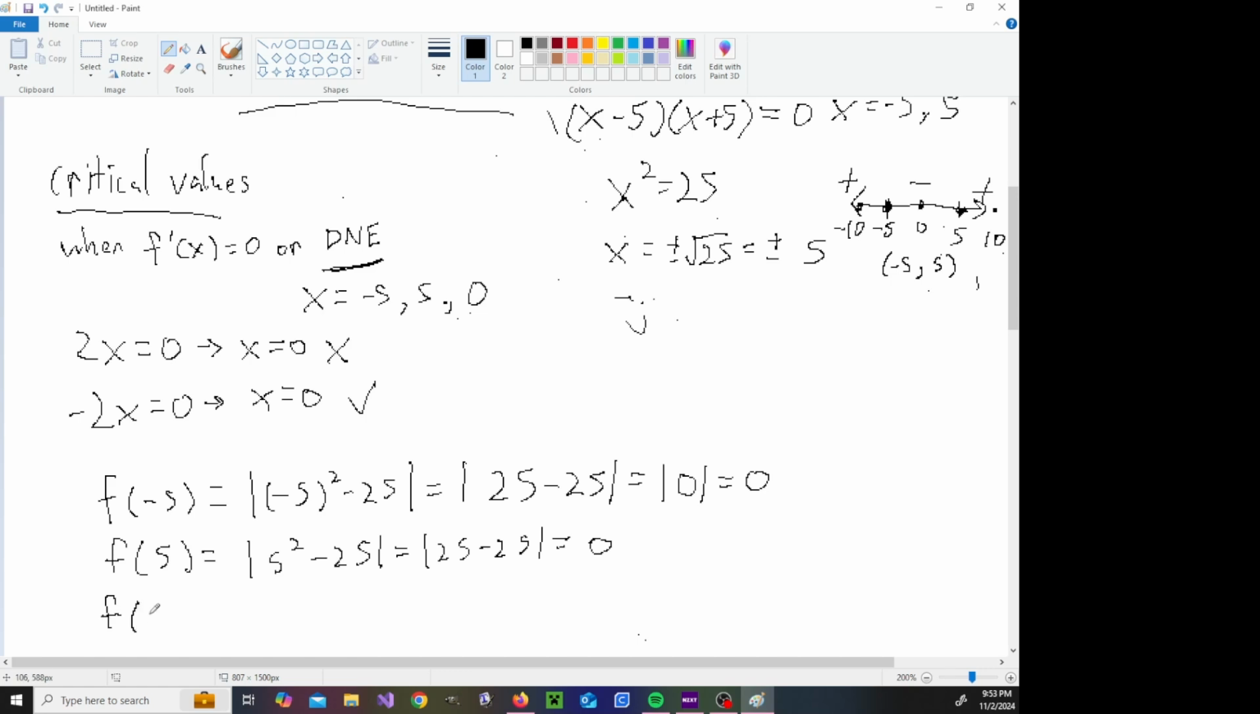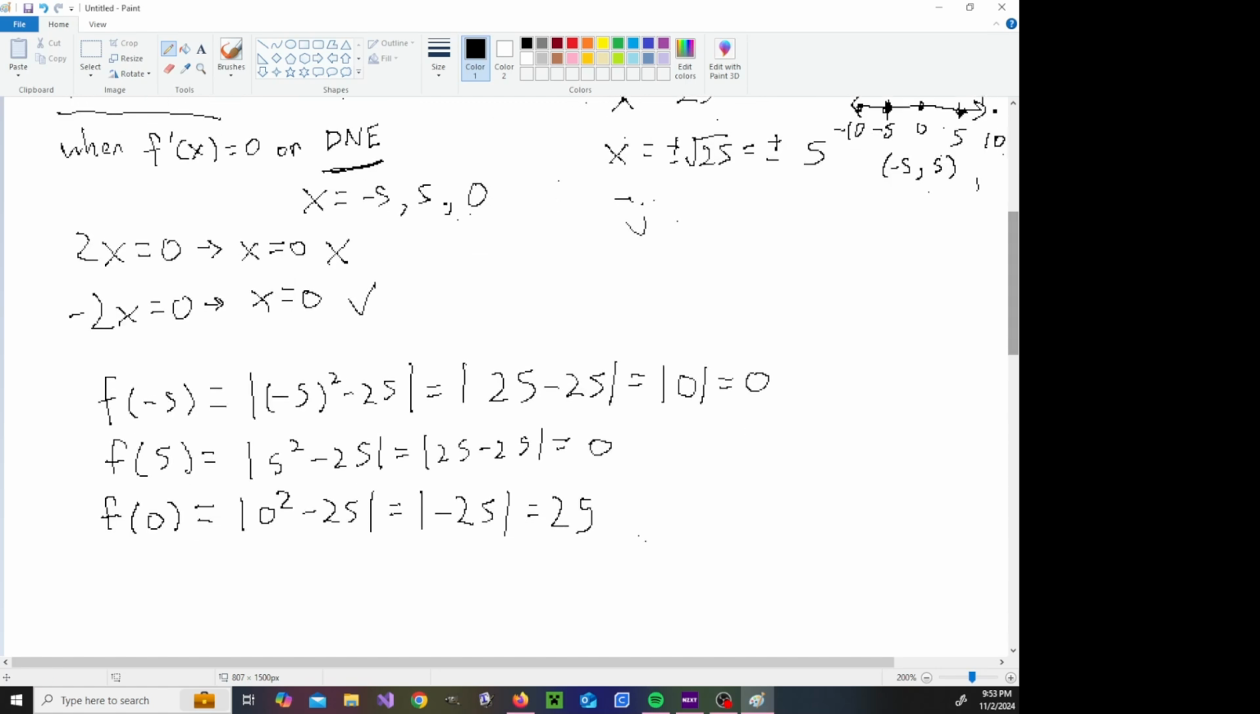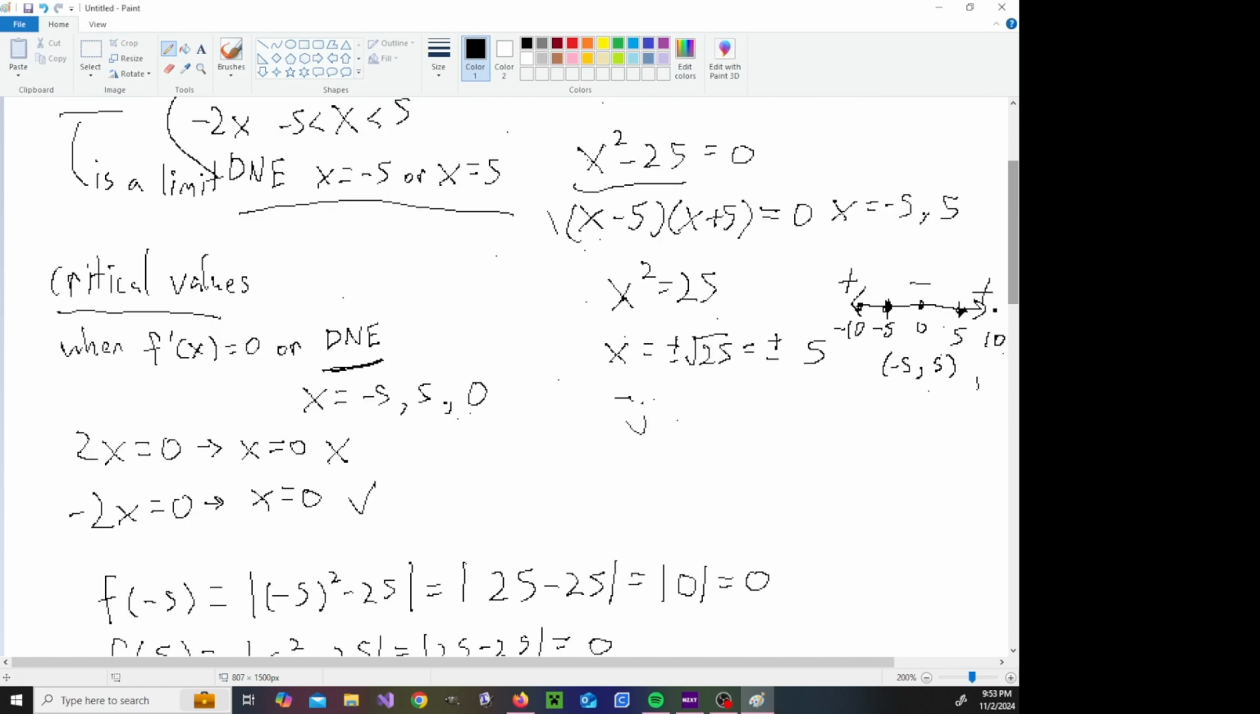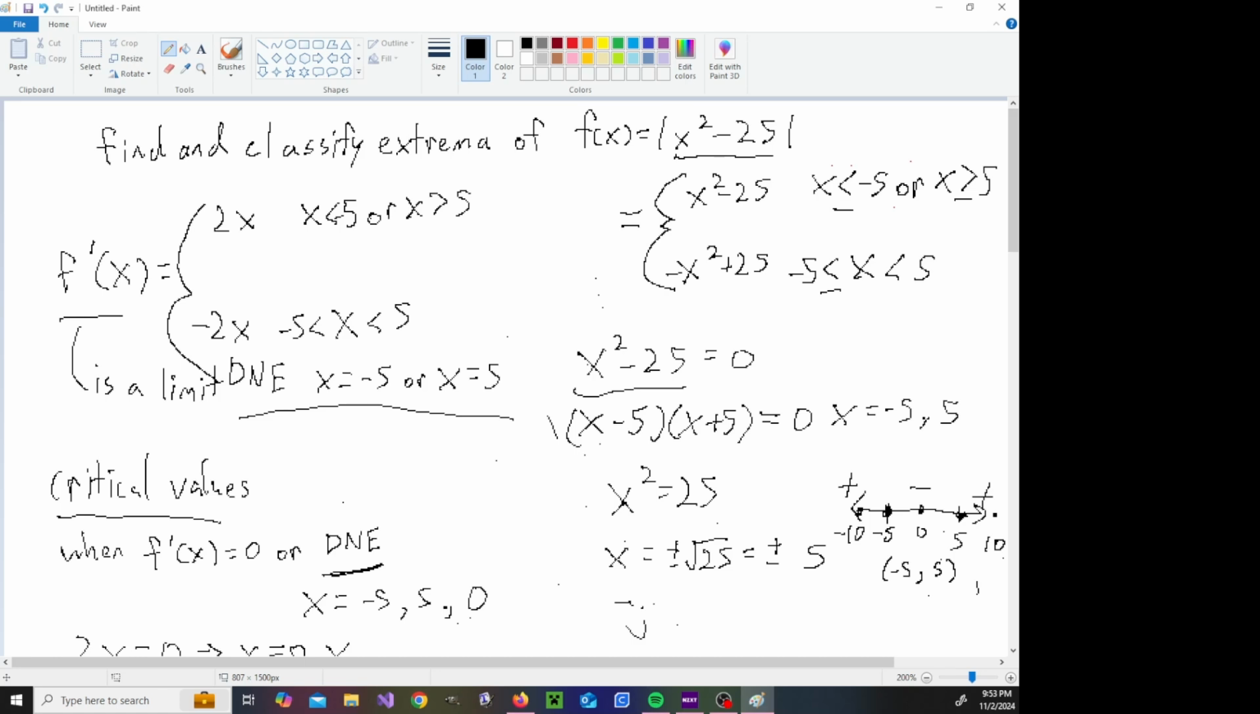Now, let's plug in f of 0. Let's plug 0 into this function. 0 squared minus 25. Well, that's 0 minus 25, so that's -25, and the absolute value of -25 is positive 25. So these are all of the y values. By looking at my function and understanding it, can I classify these? And I'm going to say, yes, we can, right?